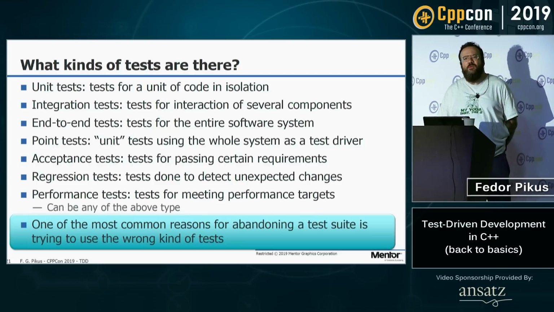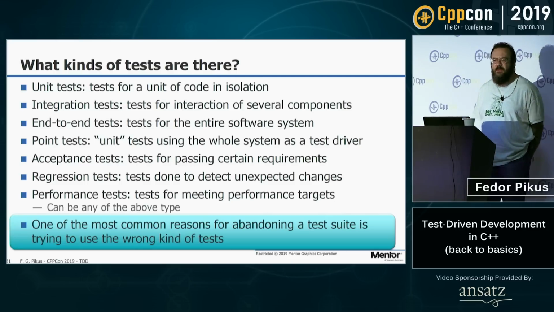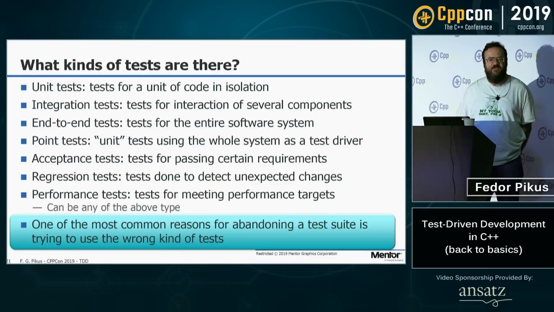Now, it's important to know the difference. In reality, one of the most common reasons for abandoning your test suite is trying to use the wrong kind of test for the wrong purpose. For example, if you start using unit tests as system integration tests, you will probably in the long run be unhappy with the results. It will be unstable, it will be too hard to maintain. It's very easy to start doing this and it's very hard to keep going.